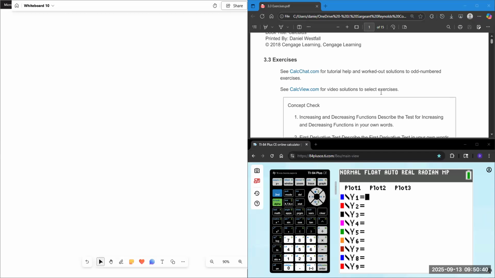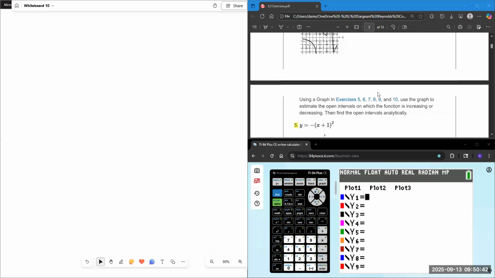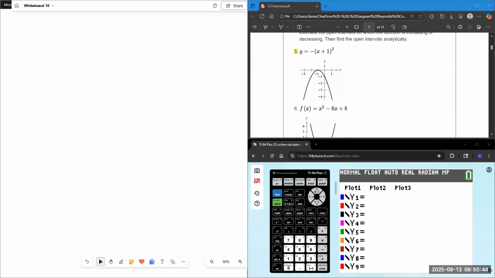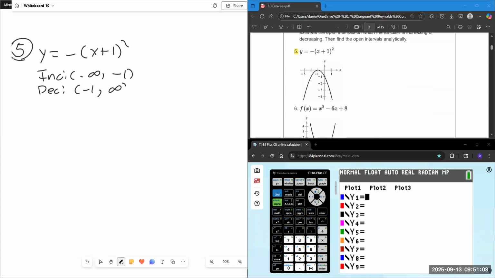Let's start with number 5 here. 5 says y equals negative x plus 1 squared, and we're just supposed to look at the graph here and tell intervals over which the function is increasing and decreasing. It's increasing on negative infinity to negative 1 and decreasing on negative 1 to infinity.